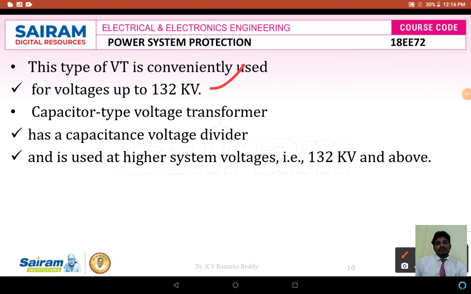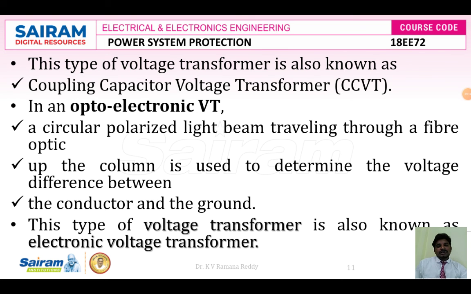The second type, the capacitor type voltage transformer, has a capacitance voltage divider and is used at higher system voltages, more than 132 kV and above. This type of voltage transformer is also known as the coupling capacitor voltage transformer, because the primary coil is coupled to the secondary coil; it is electrically isolated but magnetically coupled.